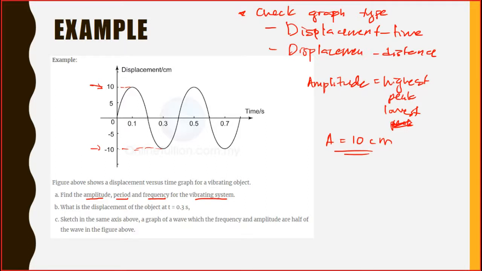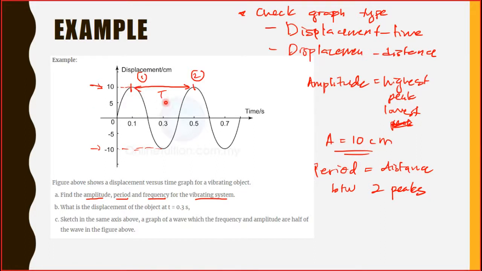What is period? What is defined as period? Period is usually defined as the distance between two peaks. For example, this is peak number one, this is peak number two, so this and this is going to be the distance. Or sometimes I also remember it as the time taken to complete one cycle. That can also be a definition for a period.